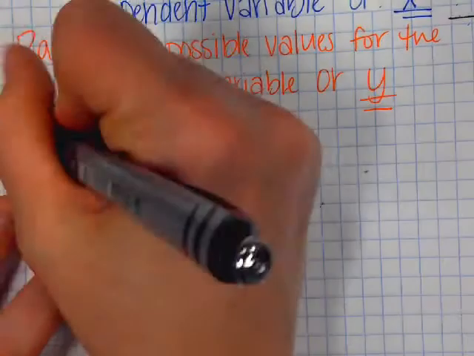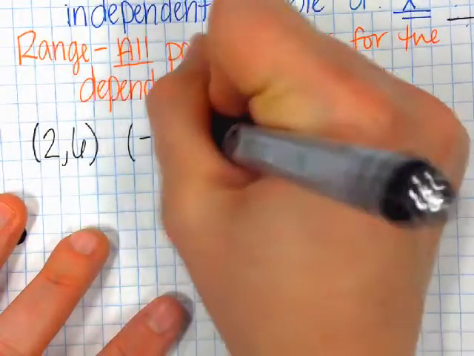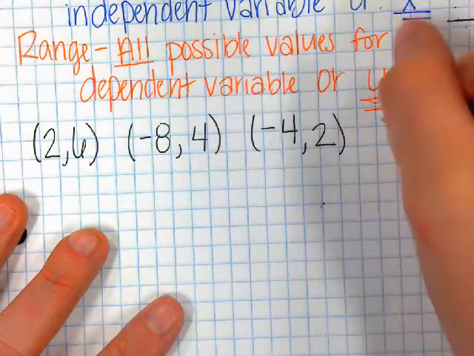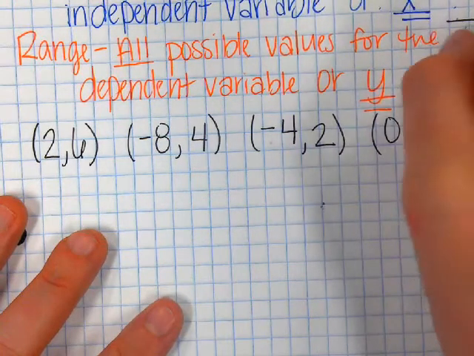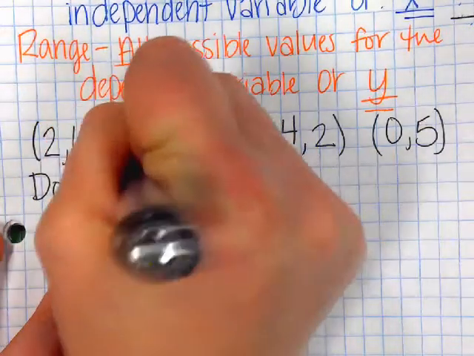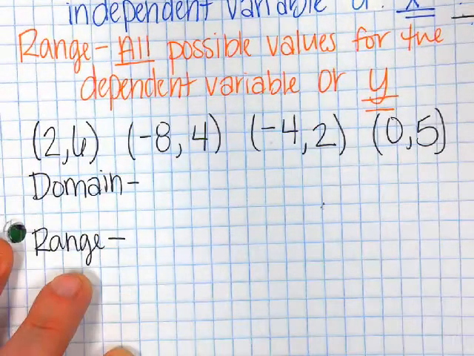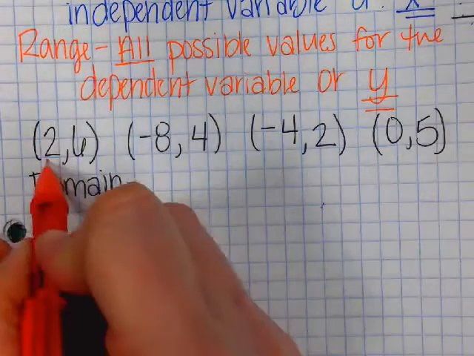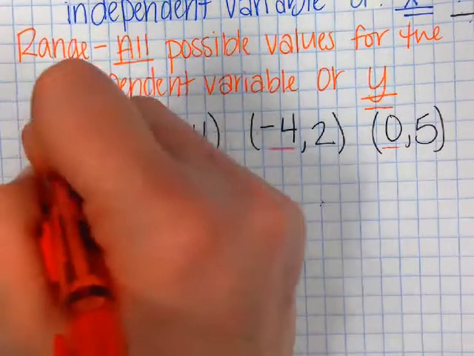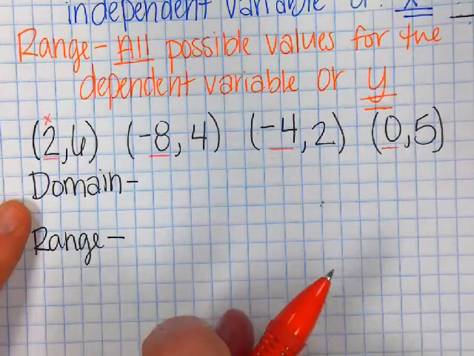So if I gave you the points (2, 6), (-8, 4), (-4, 2), and (0, 5), and I said, give me the domain and the range. The domain are all x values. So I'm going to go ahead and write them. Think about a coordinate. It's always written as x, comma, y. So domain is talking about every x value you see.